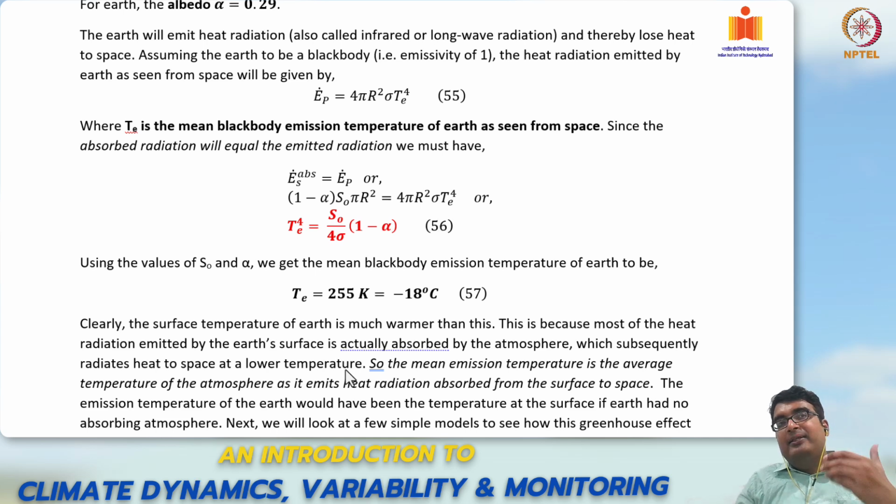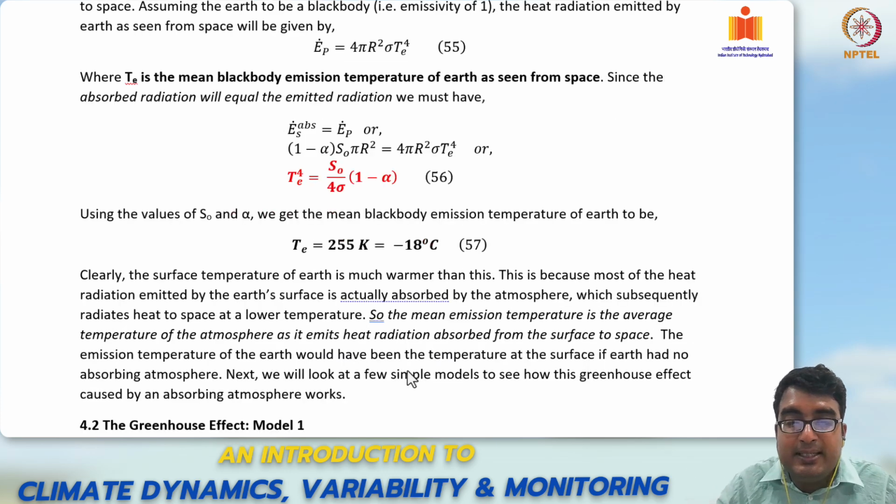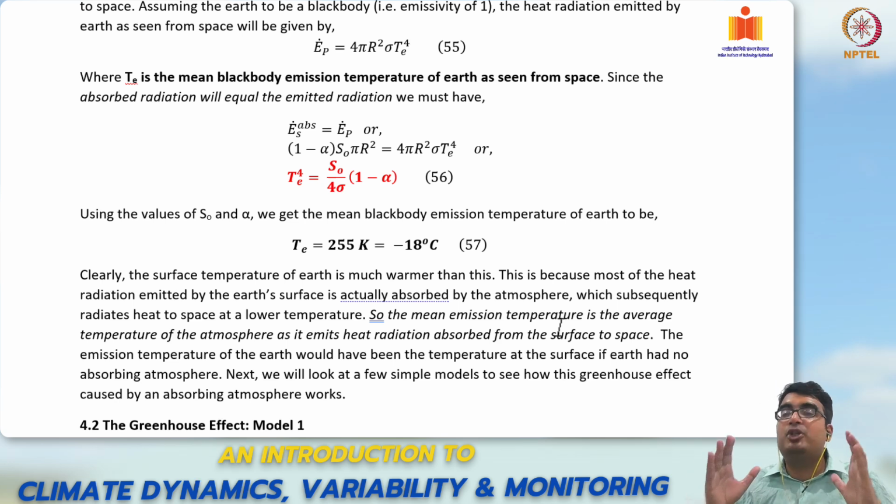So you can see that if Earth's atmosphere is absorbing the heat coming from Earth's surface and is then radiating it at the top of the troposphere, say, the space will see that temperature of the atmosphere from which it is receiving that radiation, and not the surface temperature of Earth. Okay. So what this means is the mean emission temperature is the average temperature of the atmosphere as it emits heat radiation absorbed from surface to space. So this is the average emission temperature of the atmosphere rather than the emission temperature of the surface.